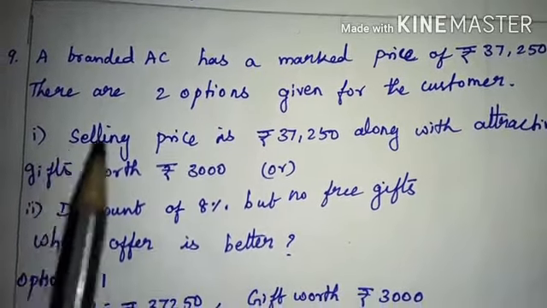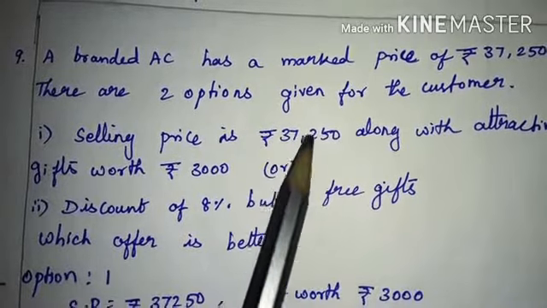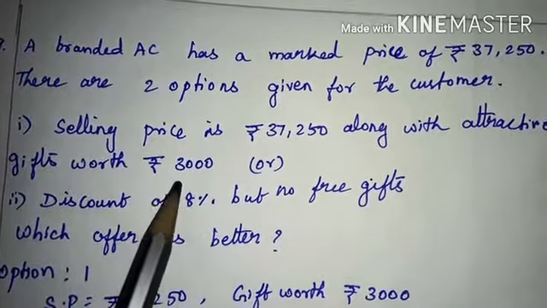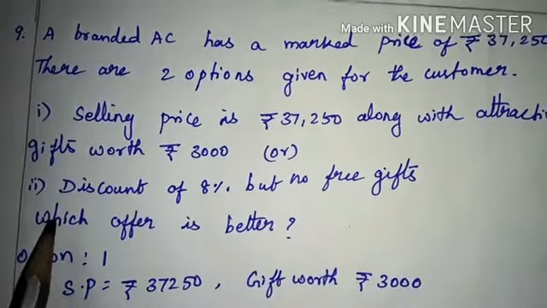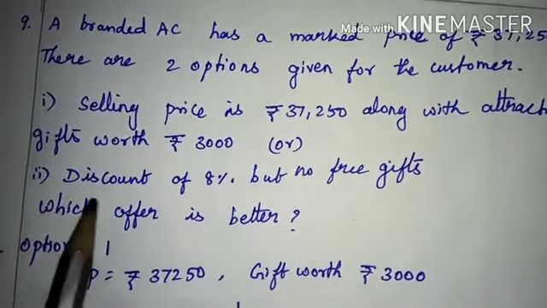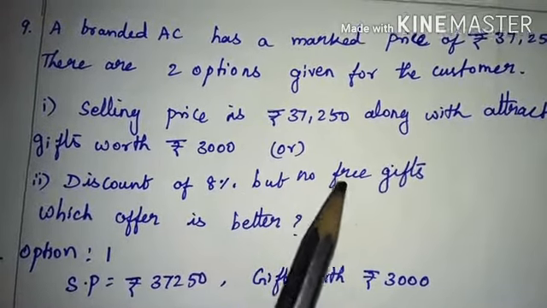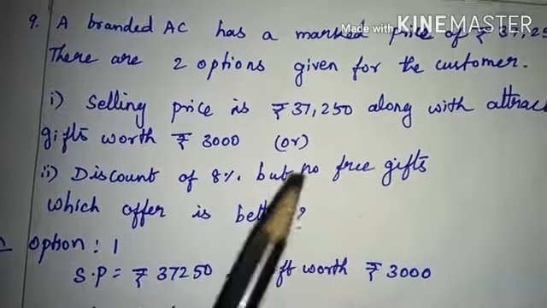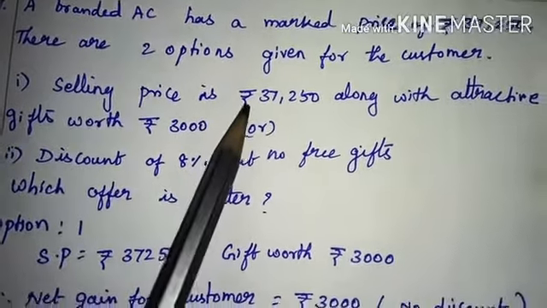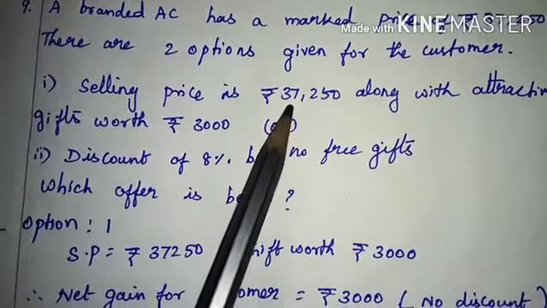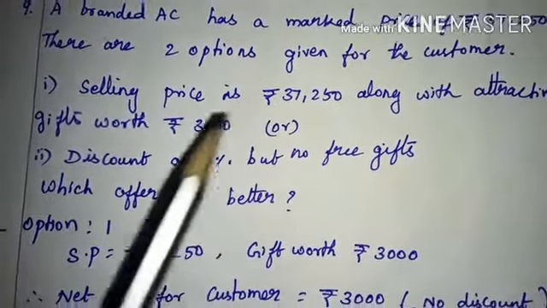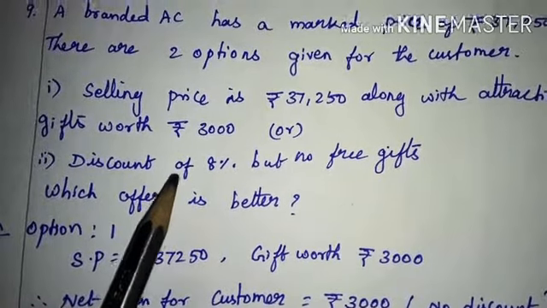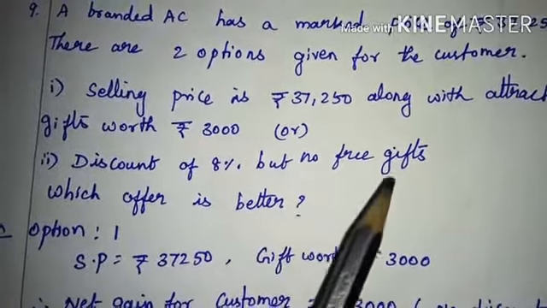The first one is selling price is rupees 37,250 along with the attractive gift worth rupees 3,000. And the second option they are given to the customer is discount of 8% but no free gifts. You have to find out which option is better. In the first one, there is no change in the marked price, but they are giving 3,000 worth gifts. But in the second sum, they had given 8% of discount, but they are not given any gifts.